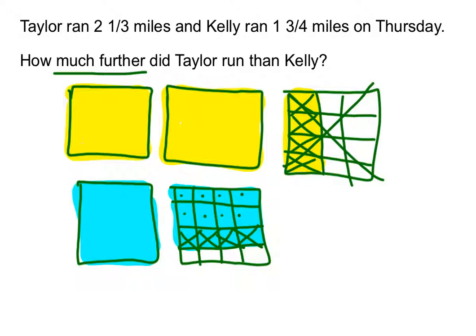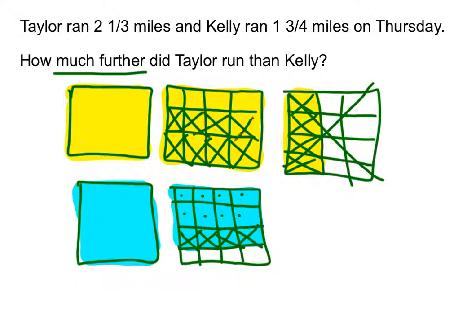In order to do that, I need to take one of the yellow wholes and turn it into the exact same common denominator that the 2 fractions had. So I am again going to draw 3 rows, 4 columns to make the same common denominator. And now I'm going to cross out those 8 remaining pieces. 2, 3, 4, 5, 6, 7, 8.